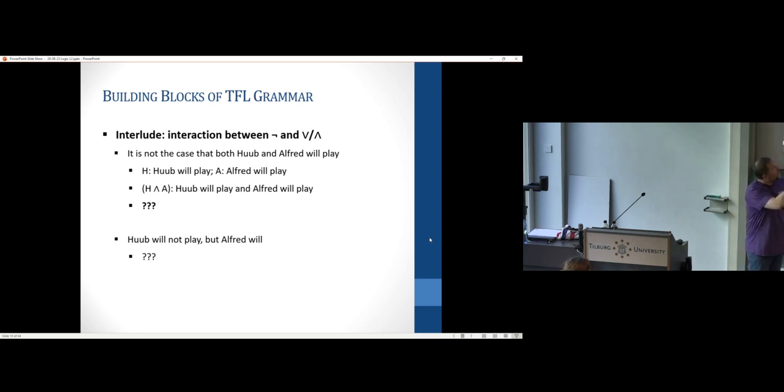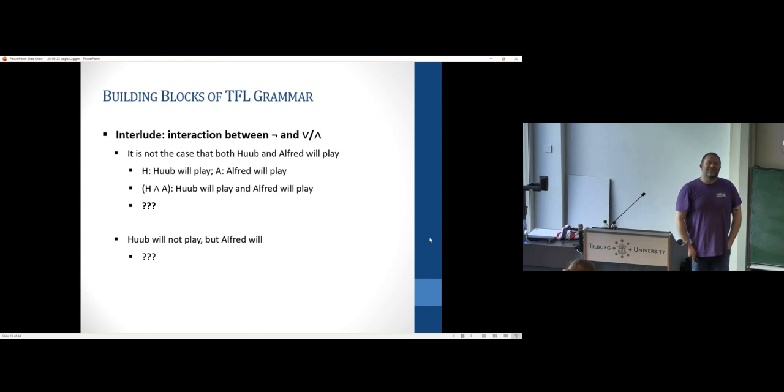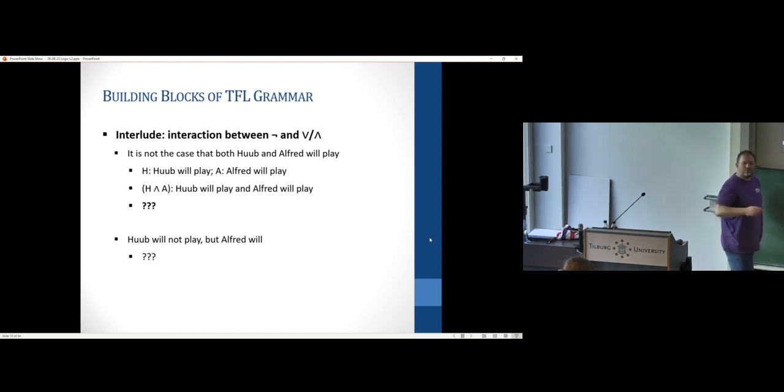But then how would I symbolize this sentence? What's missing? What's the last step? You put a negation before the brackets. Yeah, before the brackets. And this is telling me it's not the case that the conjunction is true. That is, it's not the case that they're both going to play.